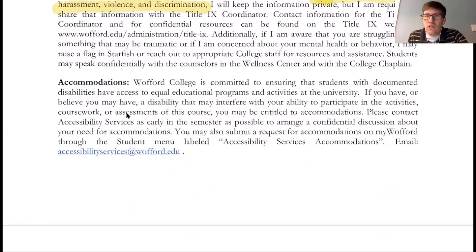As far as accommodations go, Wofford College will give accommodations to students with documented disabilities.